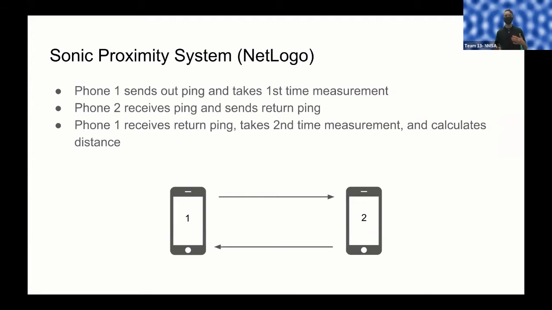So we modeled this in NetLogo, and this picture on this slide shows how it works. The first phone sends out an initial ping, and then the second phone picks it up and sends a return ping. And the first receives that ping, which is the ultrasonic sound, and uses the amount of time it took to calculate the distance.